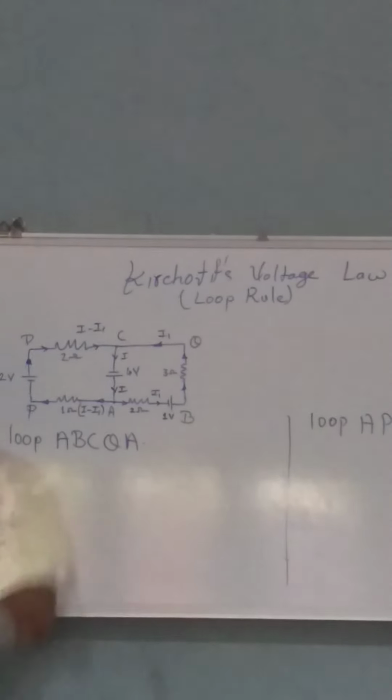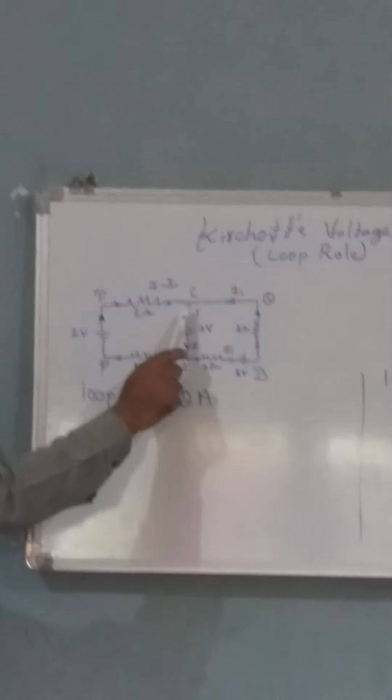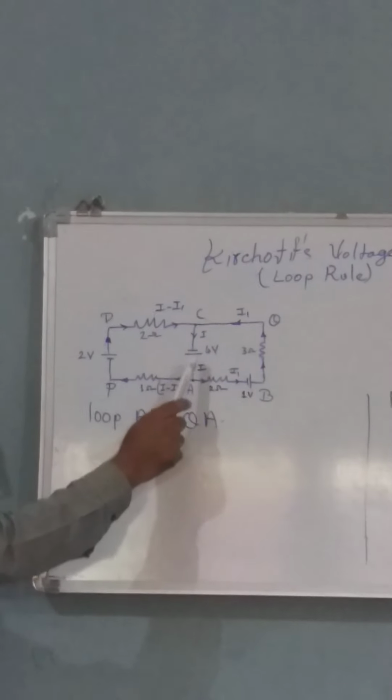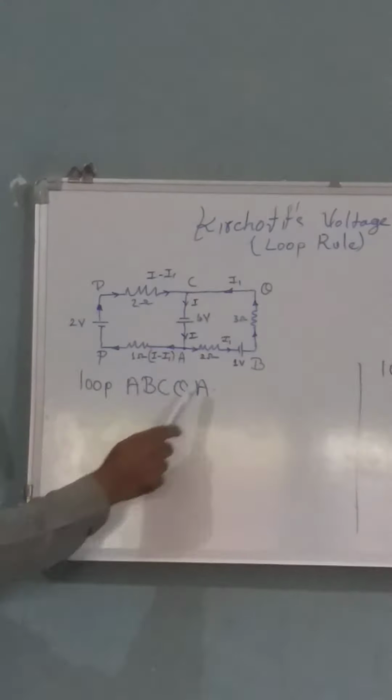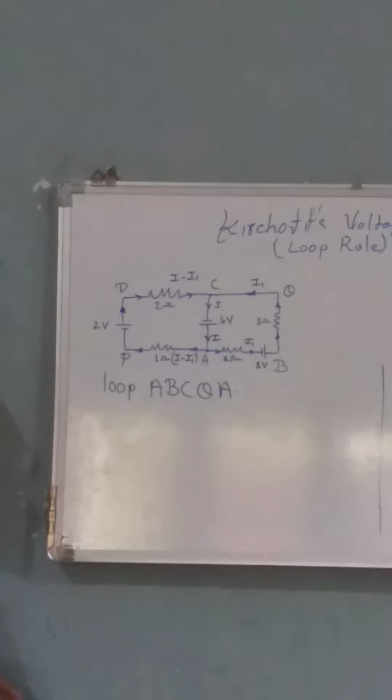One of the examples I am taking is where the loop PDCQDAP, a total loop, is considered. In that there are again two loops. The first loop contains a 2 ohm resistor, a 2 volt battery, and a 4 volt battery connected, and in between this a 1 ohm resistor, a 2 ohm resistor along with a 1 volt battery and a 3 ohm resistor. This is the basic loop.